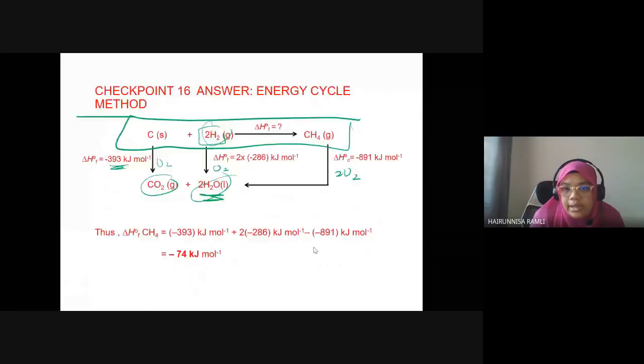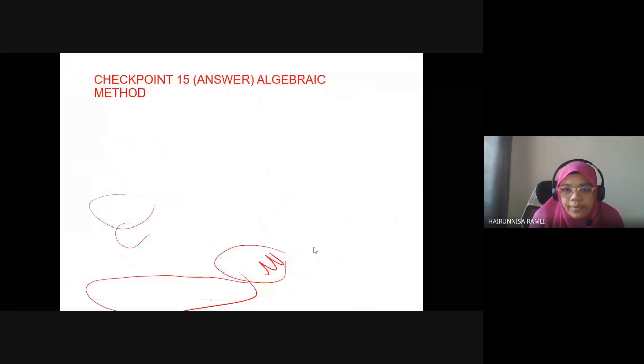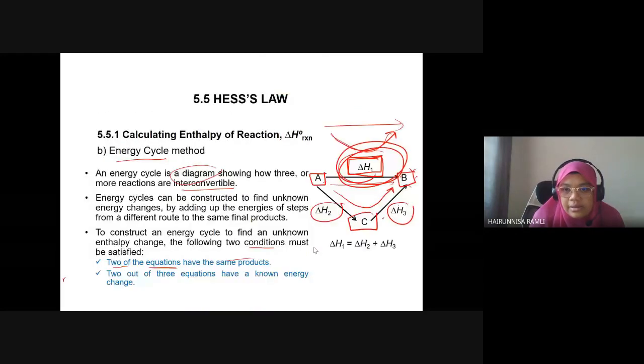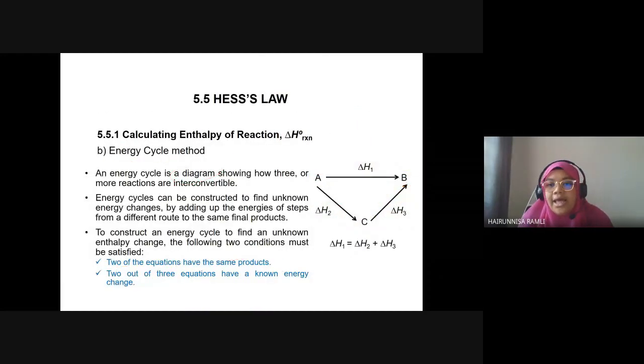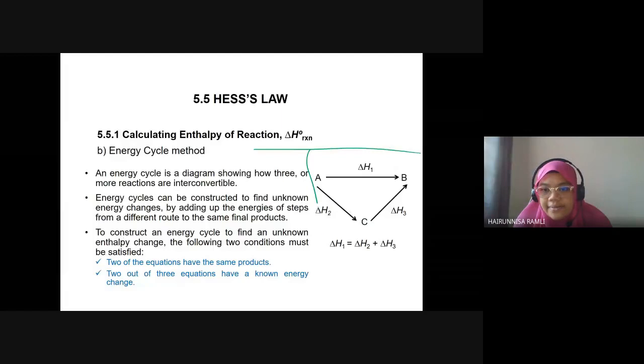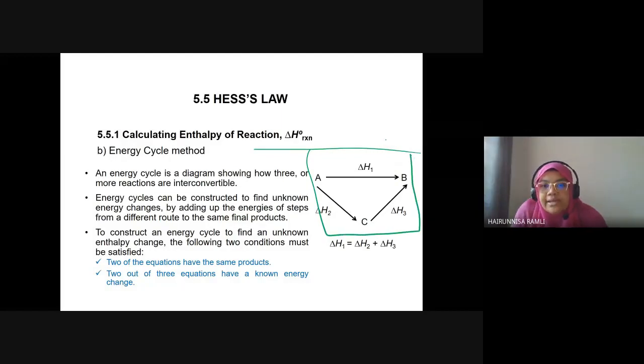Ataupun, okay sekejap, saya teringat ada satu cycle. Okay, this, you tengok cycle ni. Tak kisahlah, this is the cycle eh. Nak relatekan dengan Born-Haber cycle tadi. A kepada B, kita assume delta H1, this is the main equation.